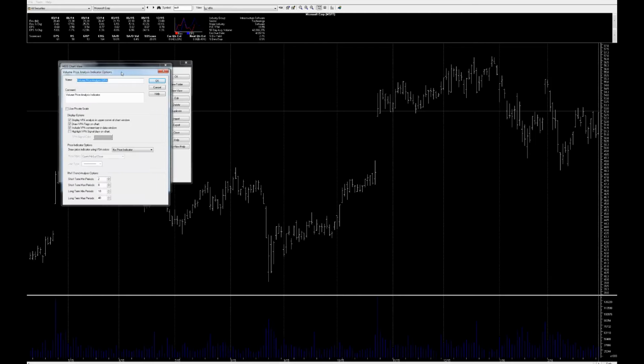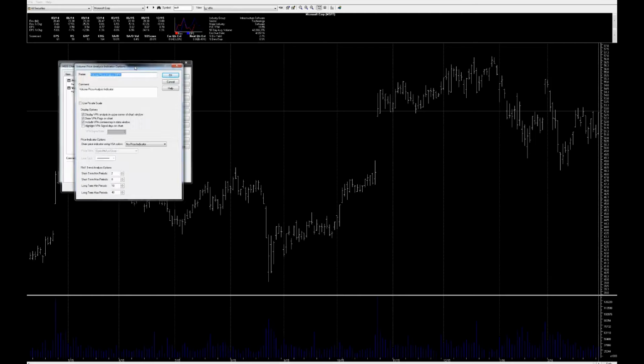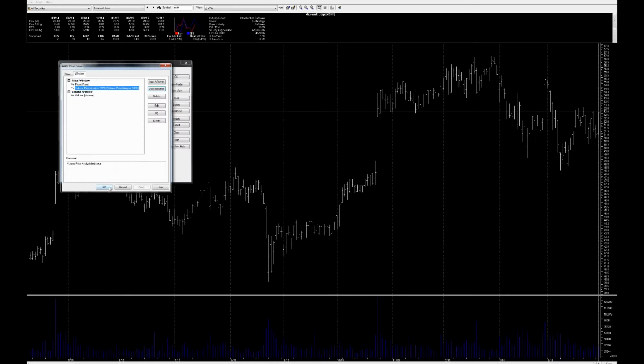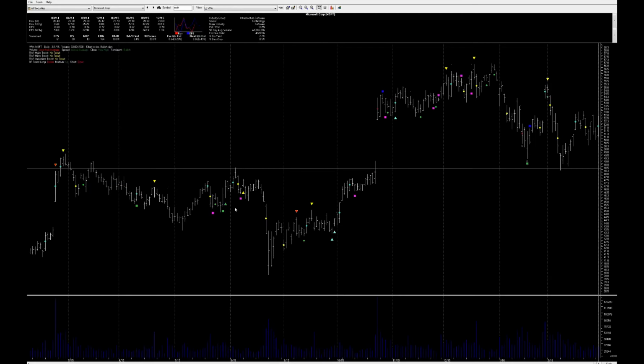Now the VPA options by default do not draw the price indicator. All it draws is the boxes around the price bar. Let me show you what this looks like. That's what these little dots are. We're calling them flags. Flags can appear above the bar, below the bar, or in the middle of the bar.